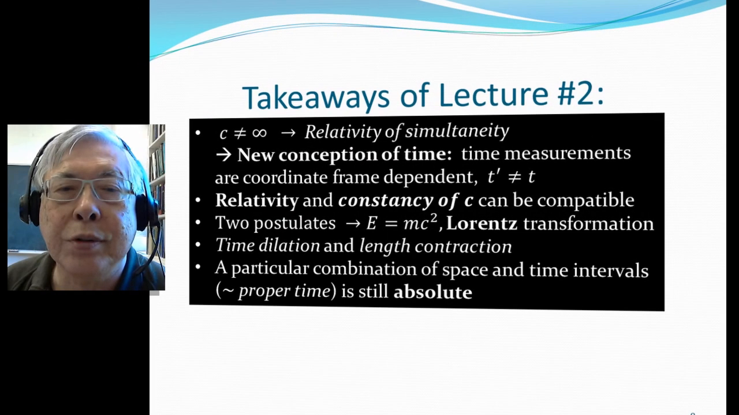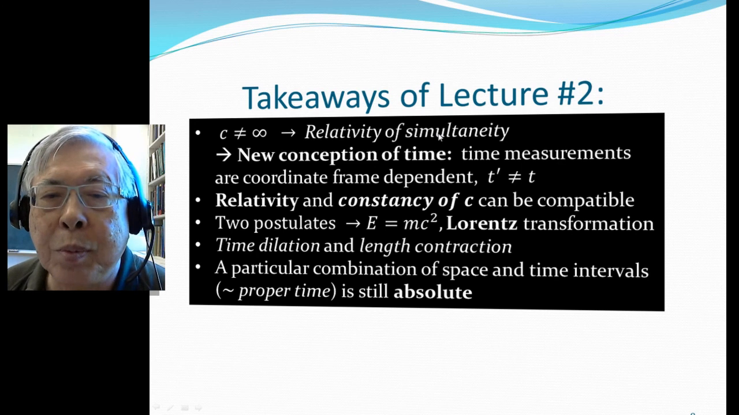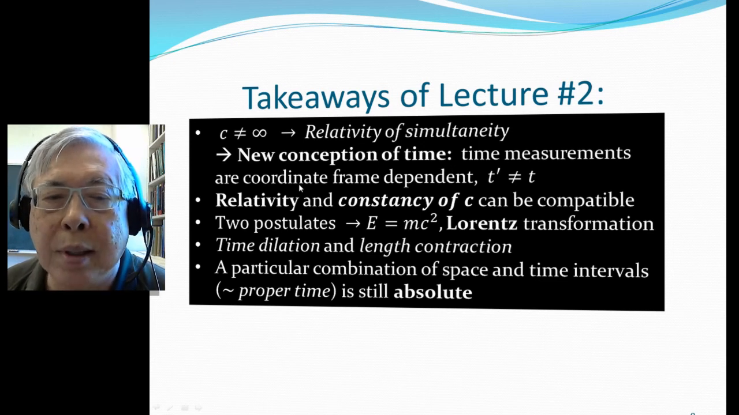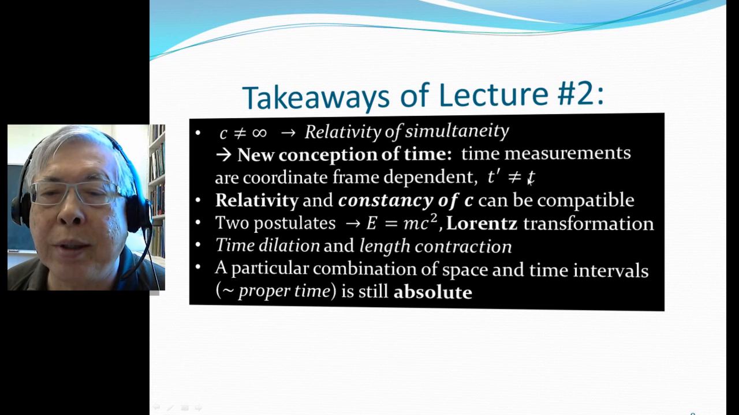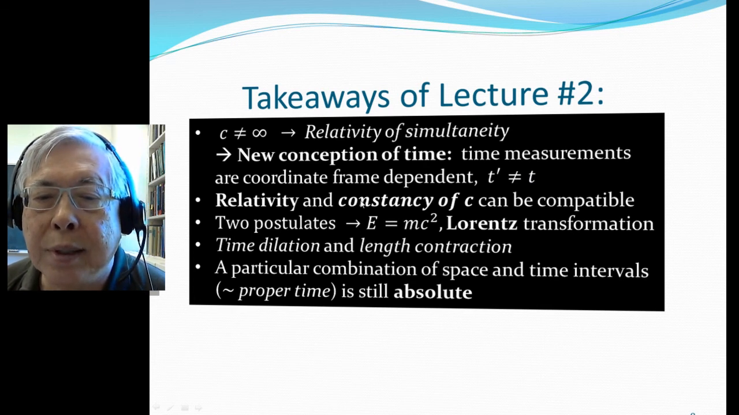Okay, let's end the second lecture. Let's see the key points we have studied. The transmission speed is not infinite. You have the relativity of simultaneity: two events observed at the same time in one frame will be seen to be not simultaneous in another reference frame. This led to a new conception of time, in which time measurements are coordinate dependent. So t prime in general does not equal t.